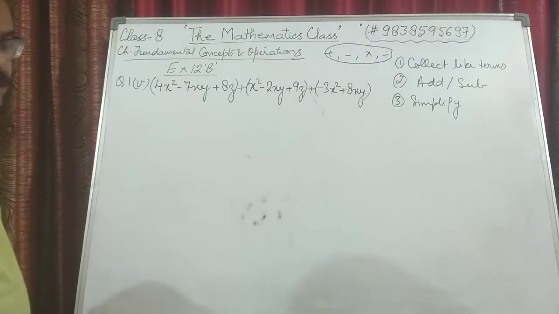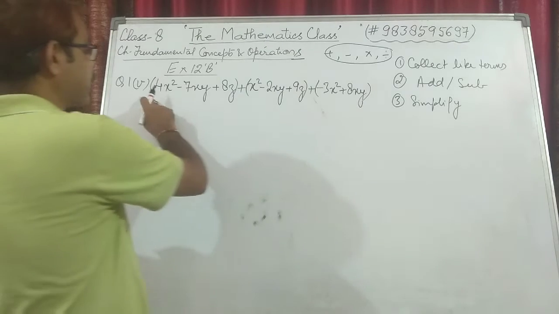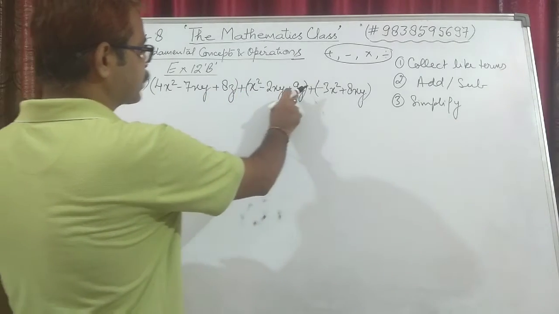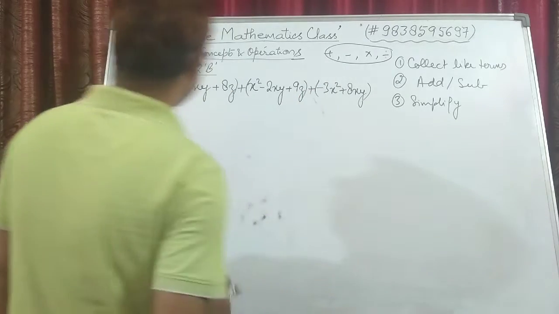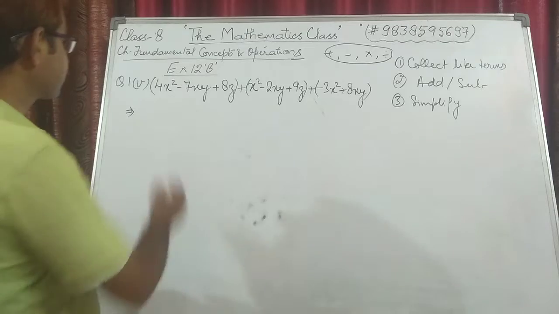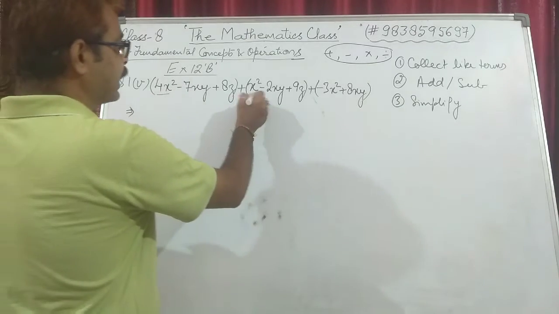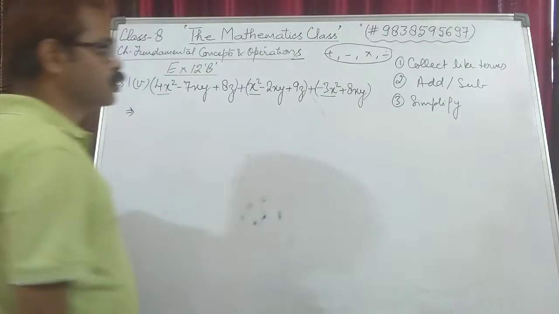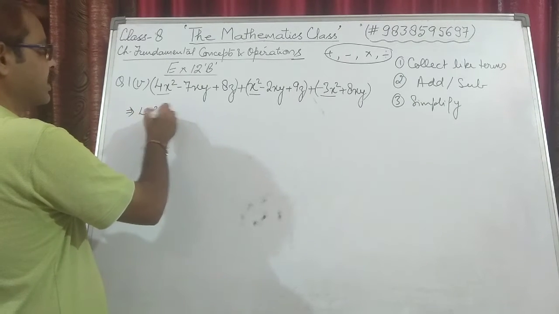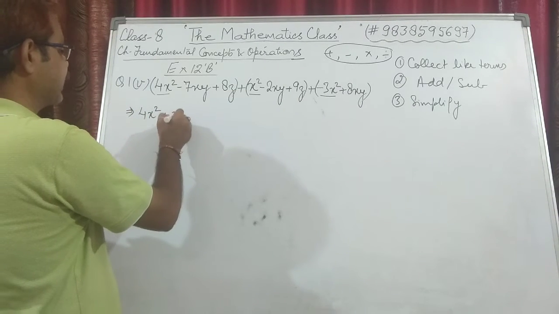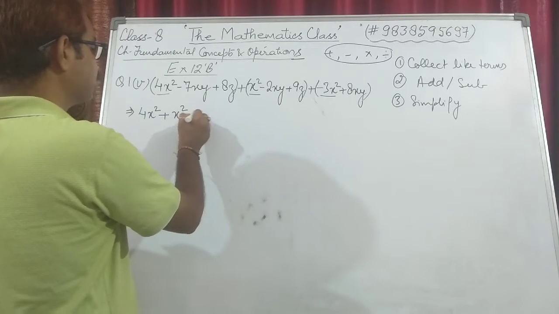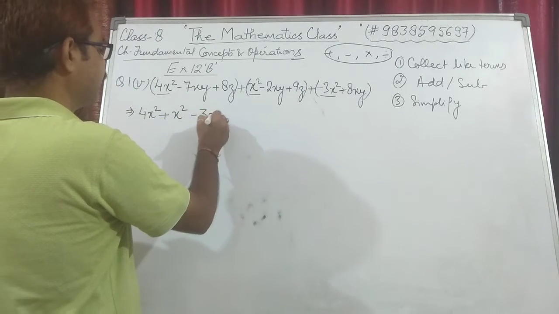Now in the next step, all these brackets will be removed and whatever sign is between, suppose 8z plus x square and so on plus minus 3x square. So first we'll write out the like terms: 4x square, x square, minus 3x square. We will write them together. That will be 4x square plus x square, and plus into minus is always minus, so minus 3x square.